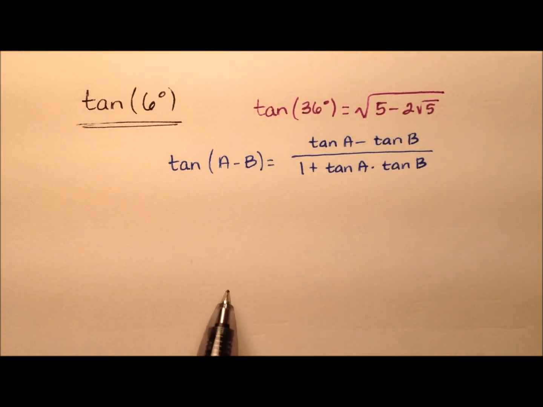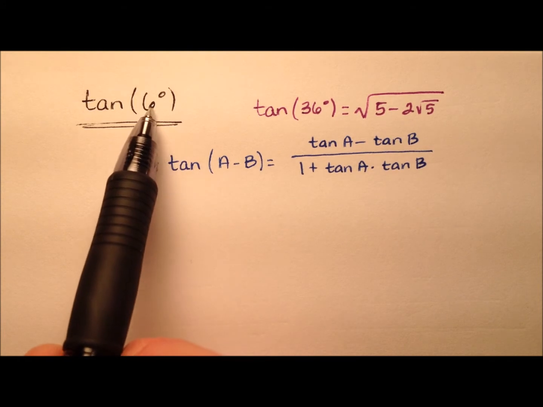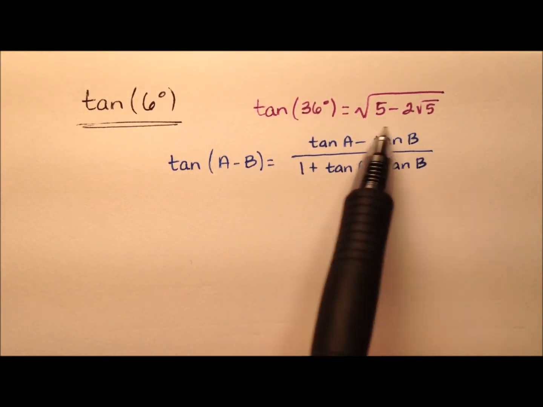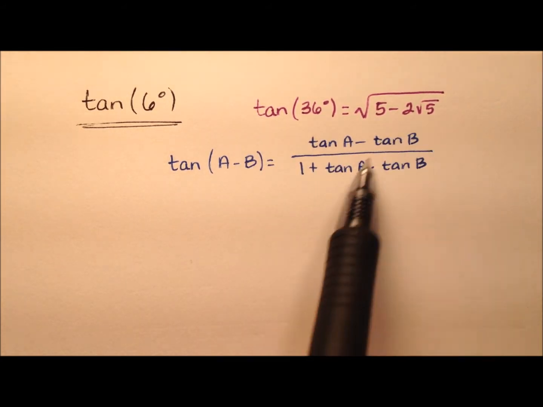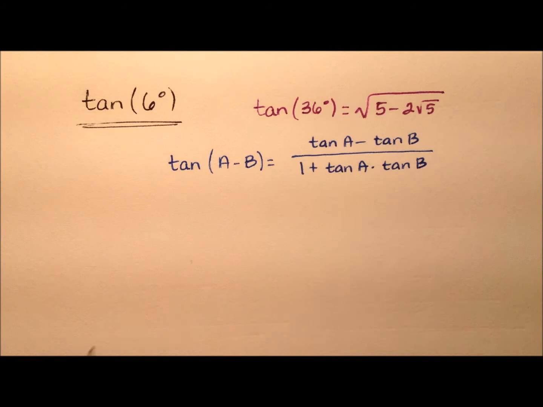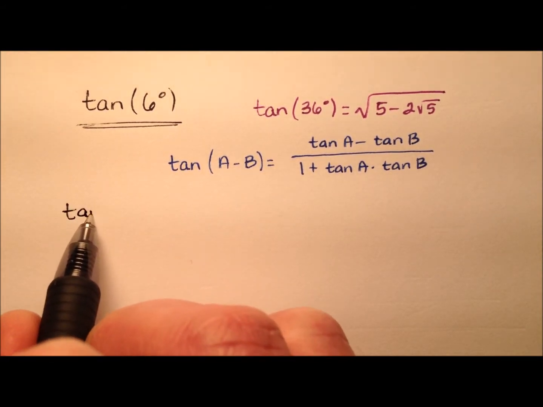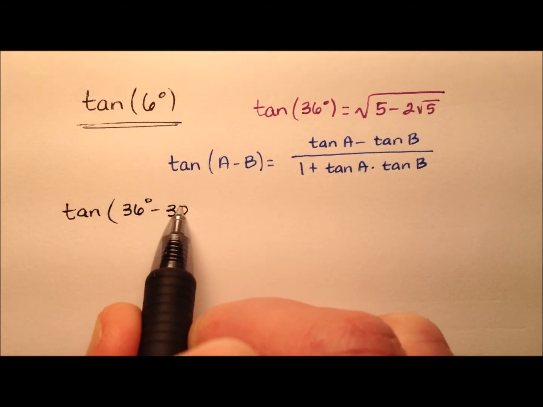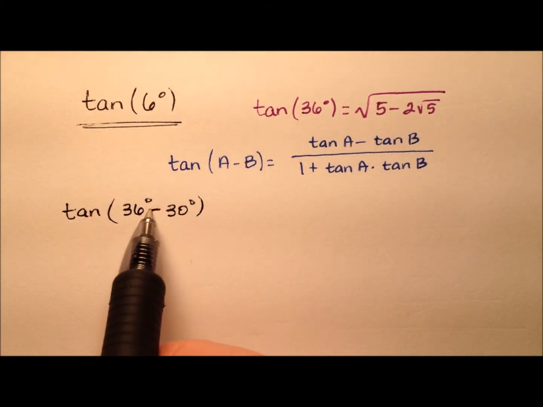So let's go ahead and get started. So we need two angles, A and B, that when we subtract them, we get 6 degrees. And also A and B need to be nice values that we know the tangent. Well, that's why I've included this tangent of 36, because we didn't know that off the top of our head, I can't imagine. So let's go ahead and say that we're going to use 36 degrees and 30 degrees. And 30 degrees is a nice angle that we know the tangent for.